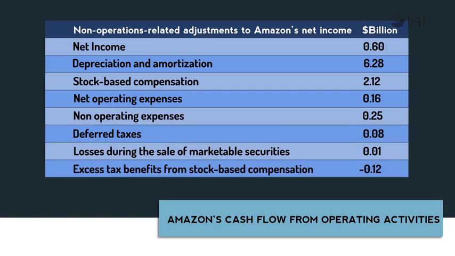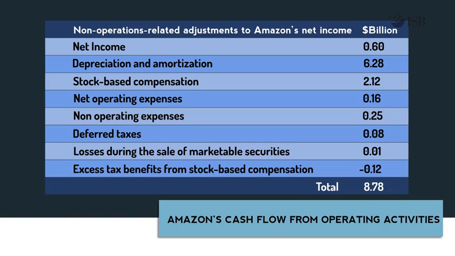These include an addition of $0.01 billion in losses incurred by Amazon during the sale of marketable securities and the deduction of $0.12 billion for excess tax benefits from stock-based compensation. We will not discuss these in detail.